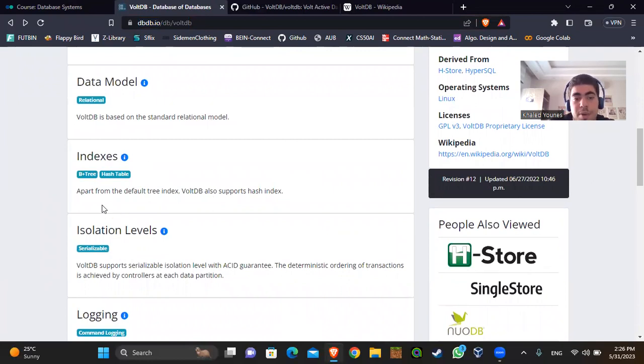Indexes. Apart from the default tree index, VoltDB also supports hash index. So what's that? As you all know, we have a tree index. What's a tree index? You can have nodes, each node has an index, and we can grow into leaves as in a tree diagram. But it also supports hash. Hash, as many of you have taken in data structures, the hash index.